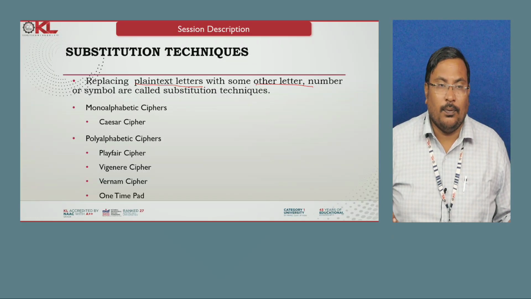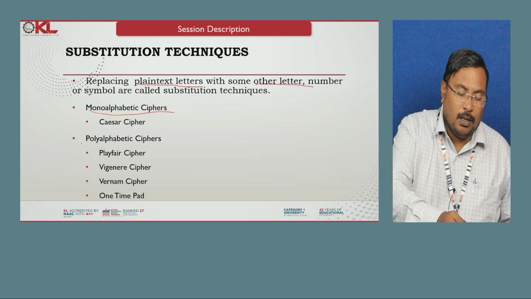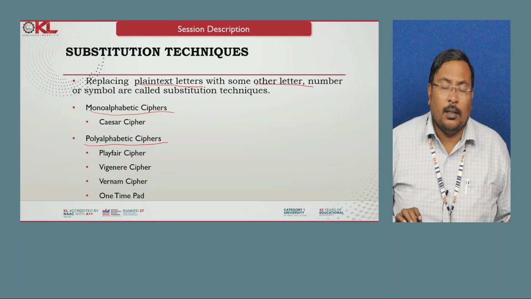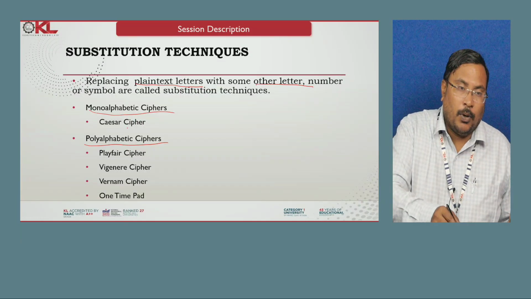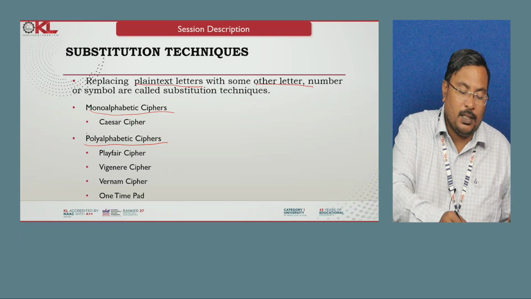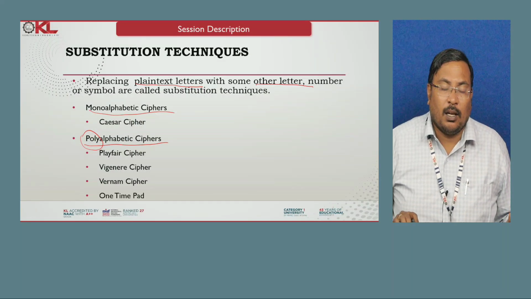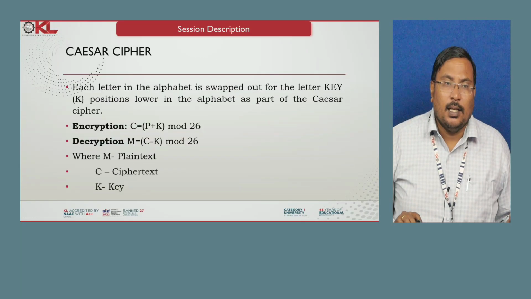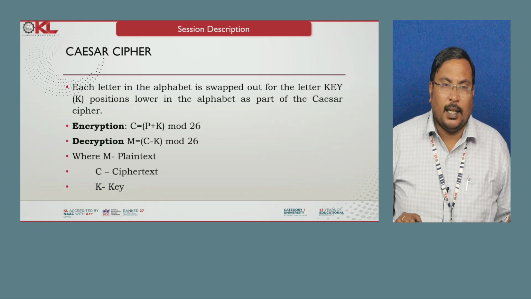There are two types of substitution techniques: monoalphabetic ciphers and polyalphabetic ciphers. Monoalphabetic means one alphabet is involved to create the cipher. Polyalphabetic ciphers: poly is a Greek word, it means many. Many alphabets are used to create the ciphers. So coming to the first technique, Caesar cipher, it is a monoalphabetic technique.